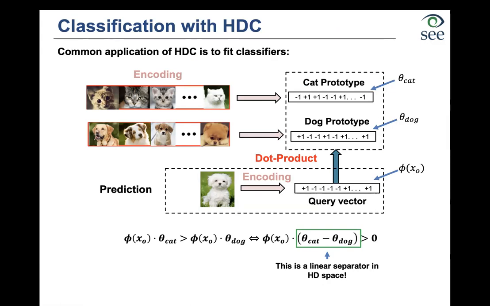The most rudimentary way to do this would be to literally just encode all of our data and then superimpose it together into a prototype representing that particular class. But there are other more sophisticated procedures we could use as well. Then to make a prediction, we just encode our query, and then we look at the value of a dot product between the embedding of the query and these two class prototypes. And then we just pick whichever one makes a larger dot product. The thing that we can observe is that this is equivalent to learning a linear separator in HD space. So no matter how we go about learning these particular prototypes, this decision rule amounts to a decision rule based on a linear separator.